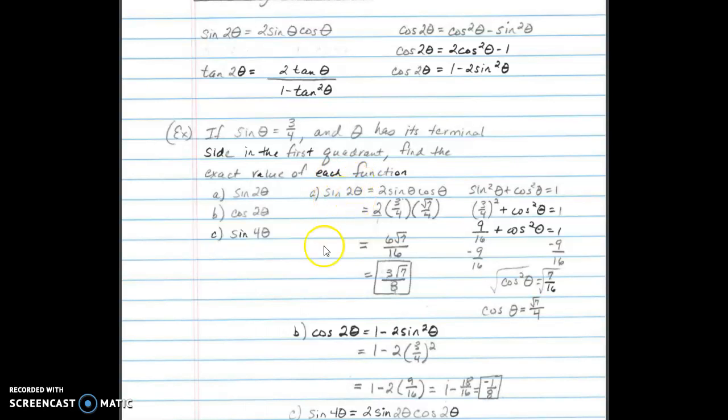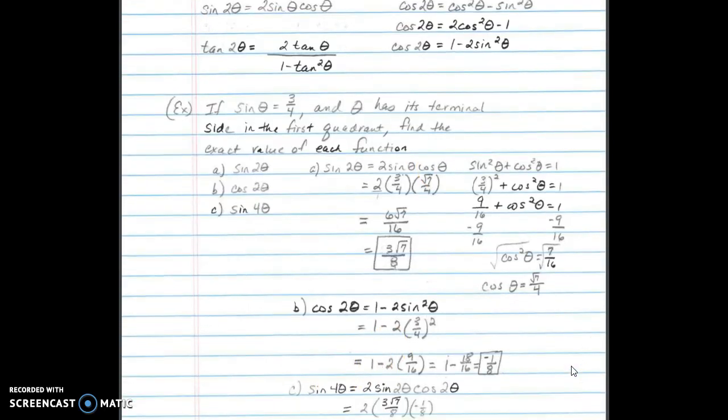We found the sine of 2 theta. We found the cosine of 2 theta. And now we're supposed to find the sine of 4 theta. Well, 4 theta is double 2 theta. So we'll just go to this formula, and it will be 4 theta here, and we'll put 2 theta there. So I have that written down here. That's the formula that we will use. Sine of 4 theta equals 2 times the sine of 2 theta times the cosine of 2 theta, because we're doubling 2 theta.